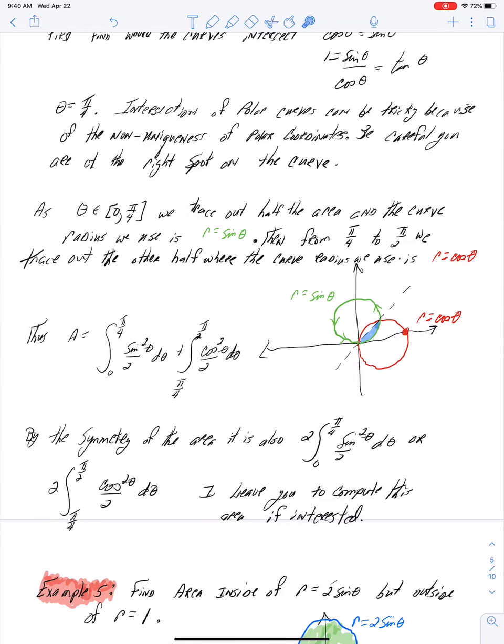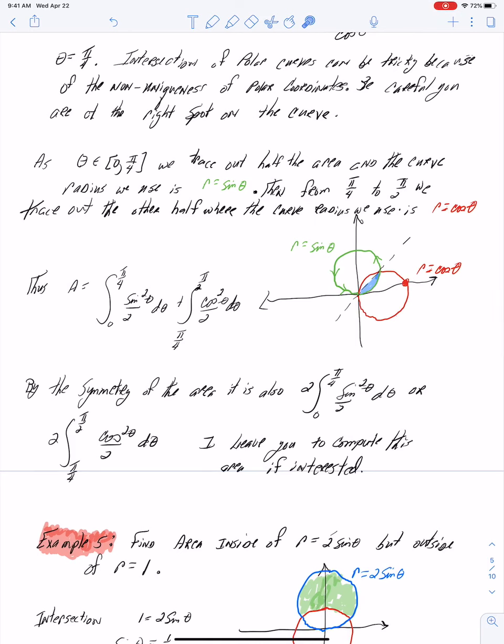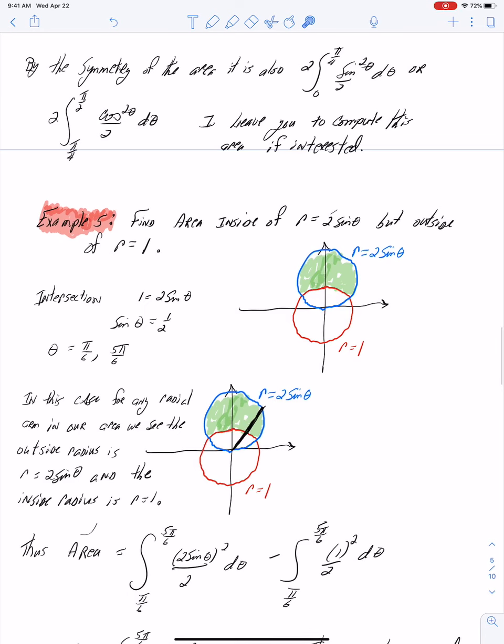Now, if you notice the symmetry of the problem, I could just go 0 to pi over 4 and multiply by 2 of the green curve, sine squared theta over 2 d theta, or I could sweep out this other piece, which would happen from pi over 4 to pi over 2, cosine squared theta over 2 d theta, and multiply by 2. All right, we've done some integrals like this before. It involves double angle. If you want to finish it, you can. I'm going to go ahead and look at the next example.